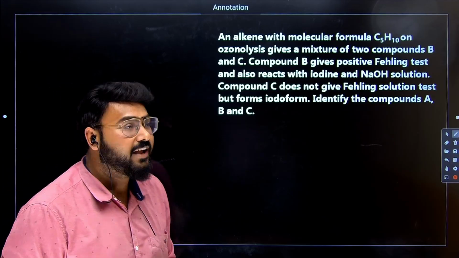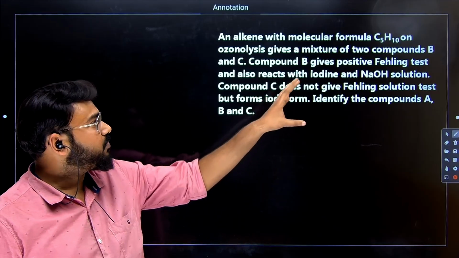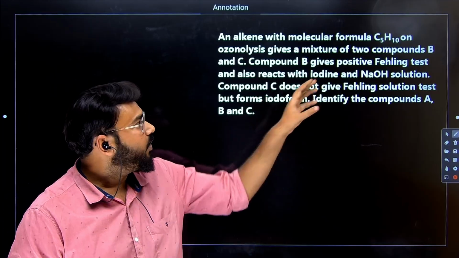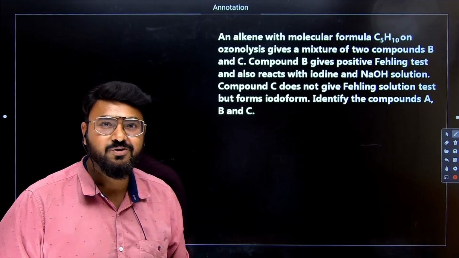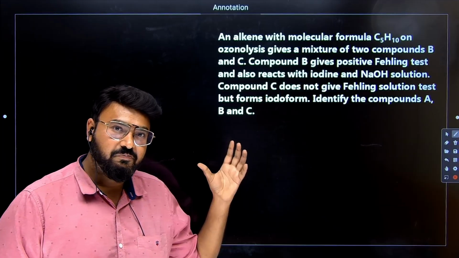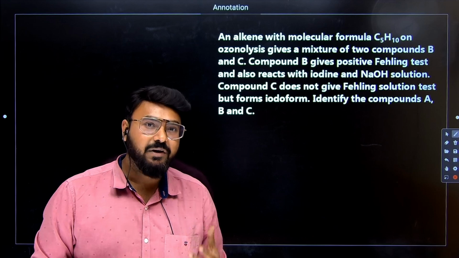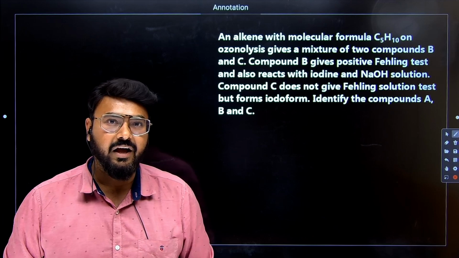And it says identify compound A, B, and C. So you need to formulate and draw up the structure of C5H10. Must be alkene because alkenes only can undergo ozonolysis. You all know that. So do this question as homework.